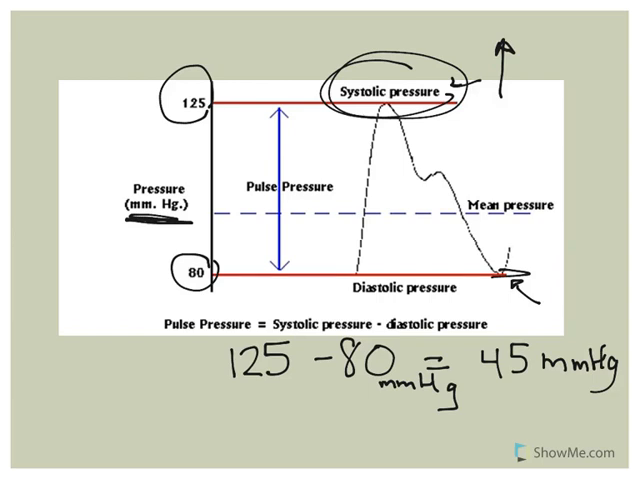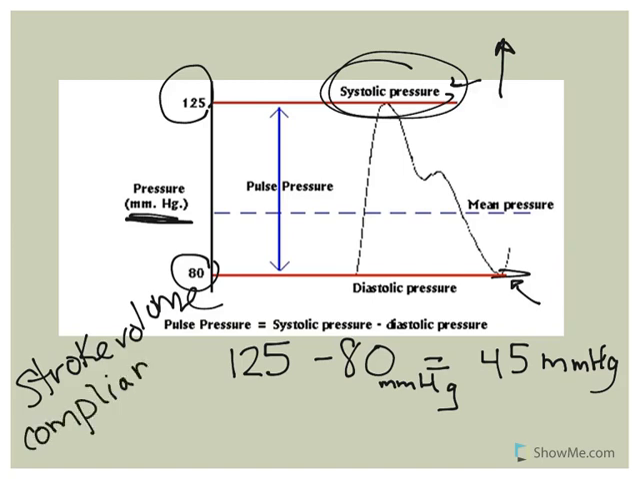Things like stroke volume, I'm going to write these down, could affect pulse pressure, and something called compliance, how compliant that artery or that aorta is. That could also affect pulse pressure. So different things could affect the pulse pressure. Now, do not correlate pulse pressure directly with mean arterial pressure.